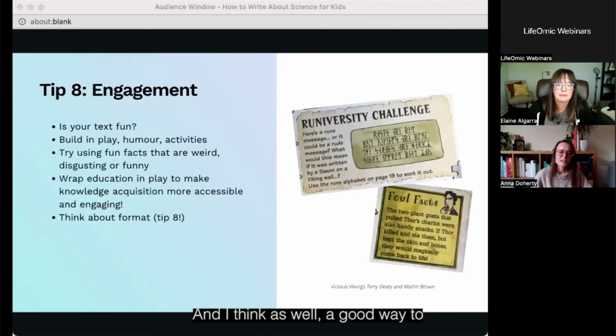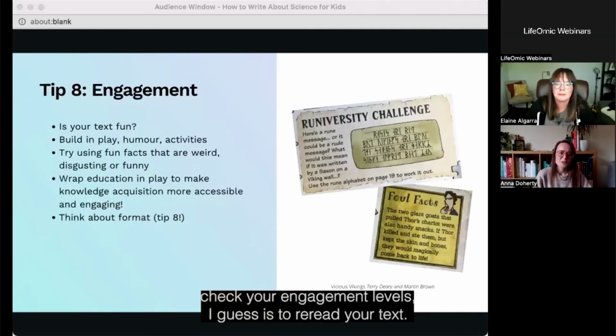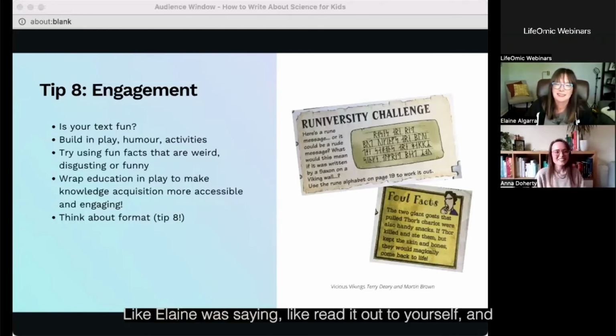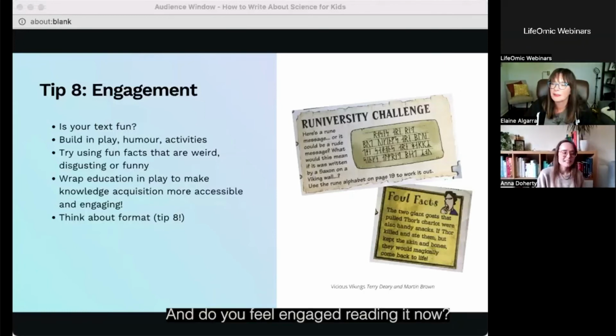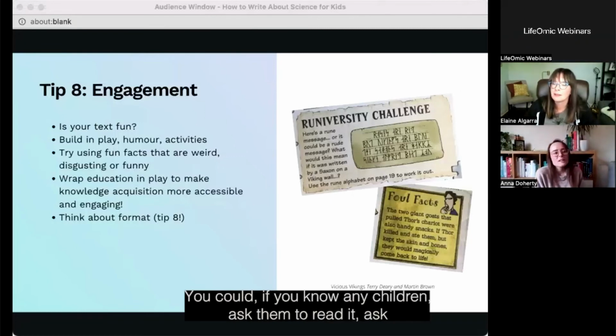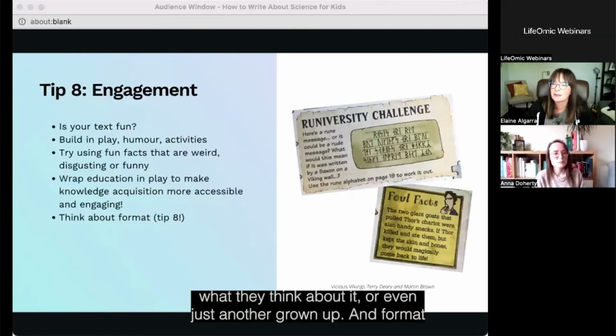I think as well, a good way to check your engagement levels is to reread your text. Like Elaine was saying, read it out loud to yourself. Are you actually interested in what you're saying? Would you have wanted to read that as a kid? And do you feel engaged reading it now? You could, if you know any children, ask them to read it and ask what they think about it, or even just another grown-up.